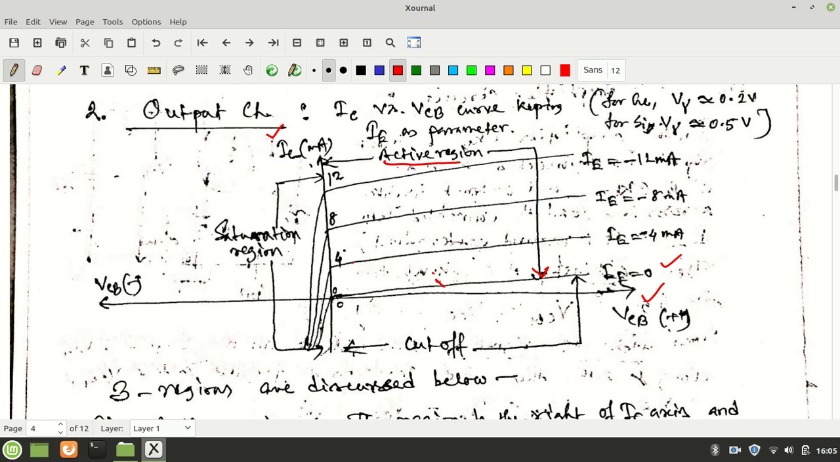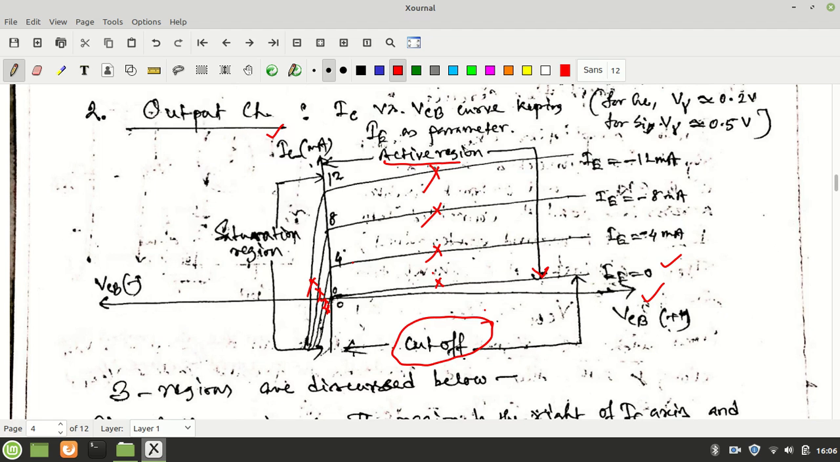Here you can see for current 0 the graph is here, for current -4 the graph is here, for -8, -12, but they are very much closely spaced. So that is why this region is known as the saturation region, and below the current IE equal to 0, the region is called cutoff.